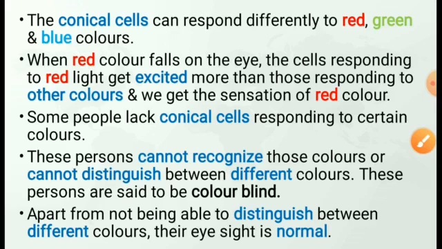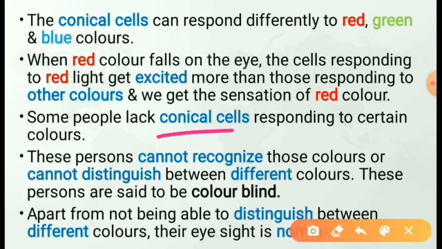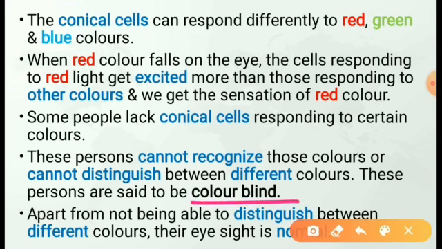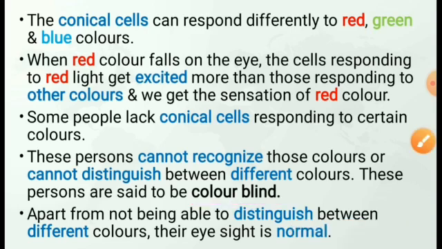Some people lack conical cells responding to certain colors. This person cannot recognize those colors or cannot distinguish between different colors. Such a person is said to be color blind. Apart from not being able to distinguish between different colors, their eyesight is normal.